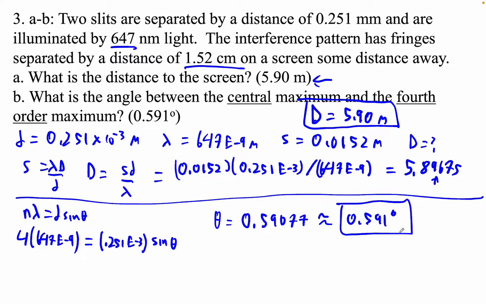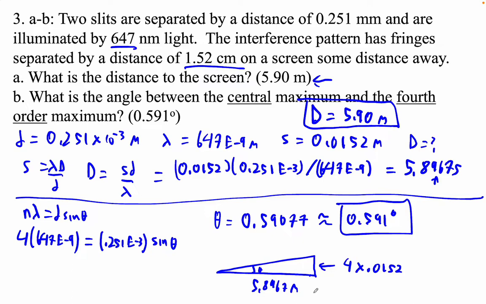Okay, but remember these are small, right? Now here's the thing. The other way to do it is that the central is here, and then here's the screen, right? We know that this distance here is how far? 5.8967 meters. We just figured that out. We know that this distance is 4 times 0.0152, right? So we ought to be able to find the inverse tan of that.